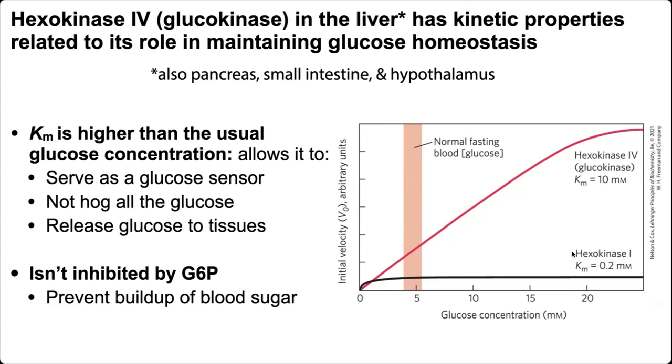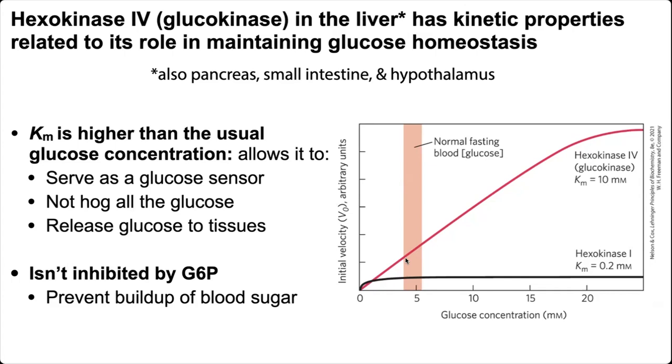If we look at this, what we can see is that hexokinase 1, the version that's in most of your tissues, has a lower Km than your hexokinase 4, meaning it has a higher affinity. It's saturated more easily. Hexokinase 1 is going to saturate at a lower level than your hexokinase 4, your glucokinase. This makes sense. Why does it make sense?